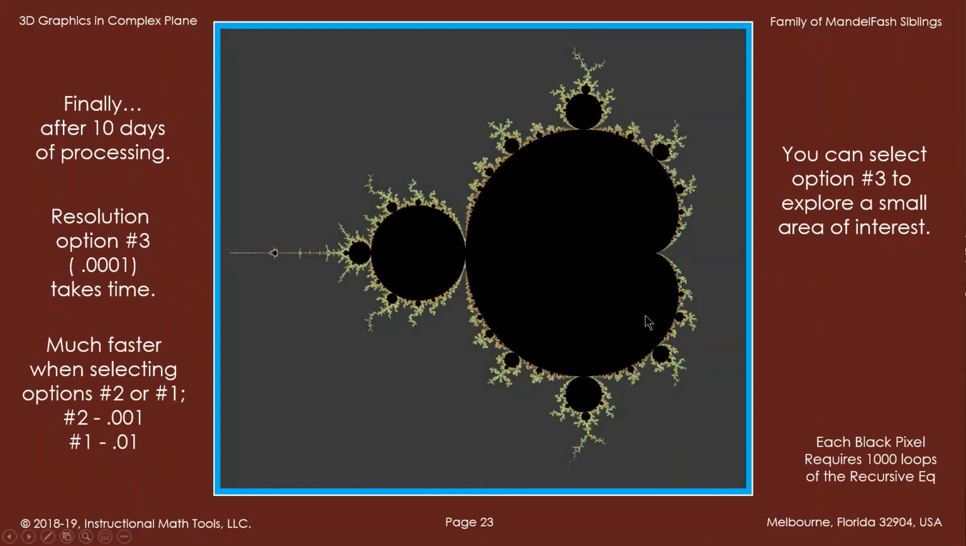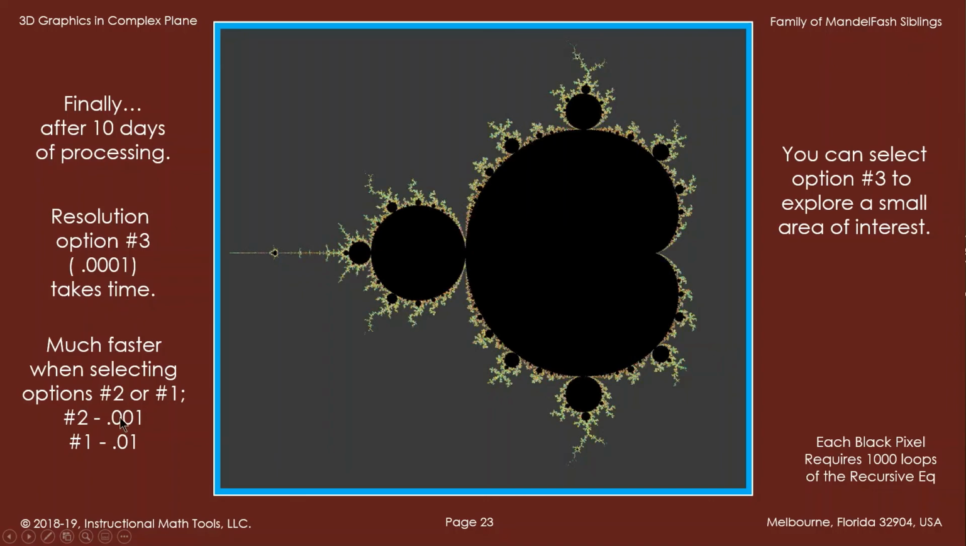Here's the completed baby. This is the Mandelbrot baby. This is also the Mandelfash baby number 2 center. And we selected the 3 to get the greatest resolution. But it cost us. It cost us how many days? 10 days. 10 days of processing to get resolution 3, which is accurate to 0.0001. But it does take time.